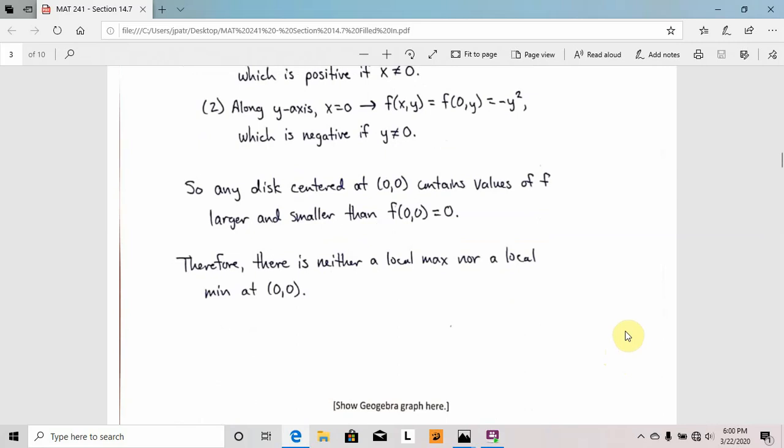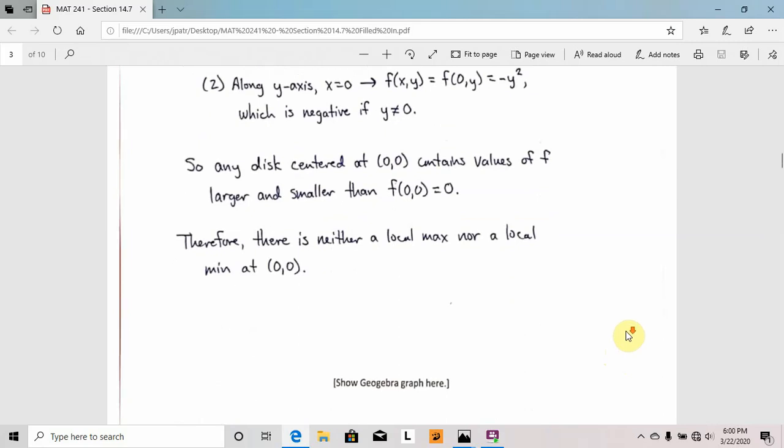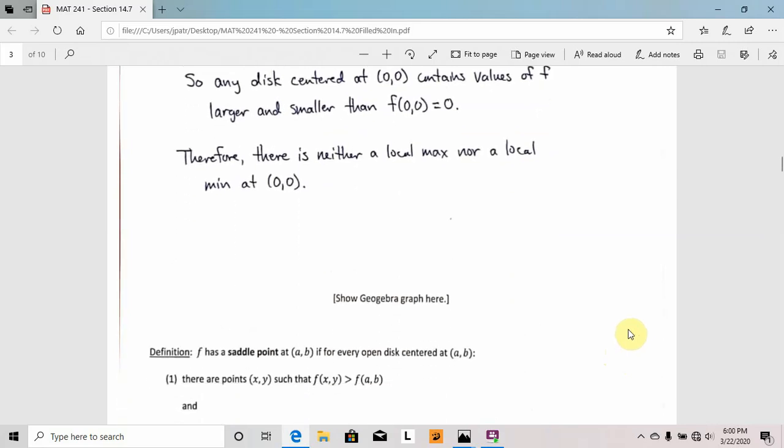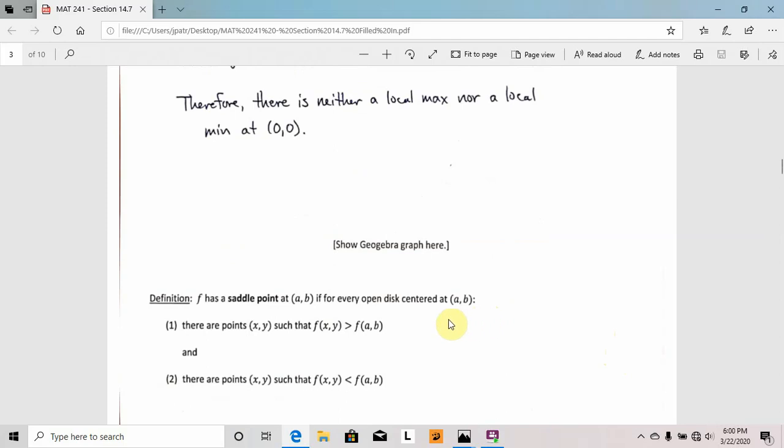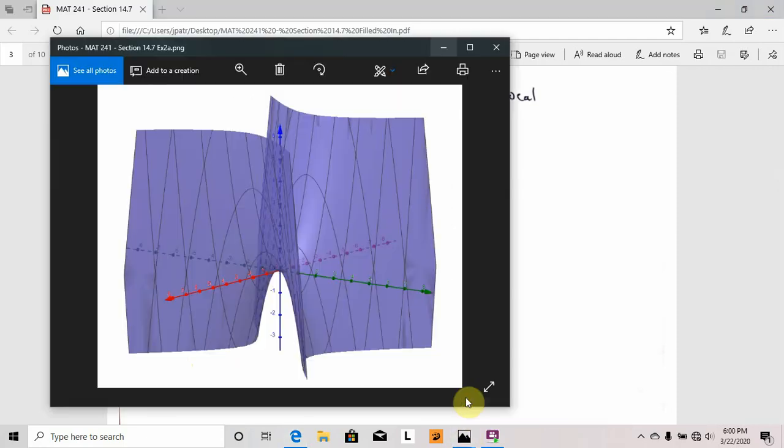What it is, the definition's actually down at the bottom. I'm going to go down to that first. It's something called a saddle point. And this definition looks like it's exactly what's going on, where you've got points where the function evaluated at that point is going to be bigger than f of ab, and you're also going to have points where the function evaluated at that point would be less than f of ab. And the shape that you get, this is actually one that we've seen before. It's this.